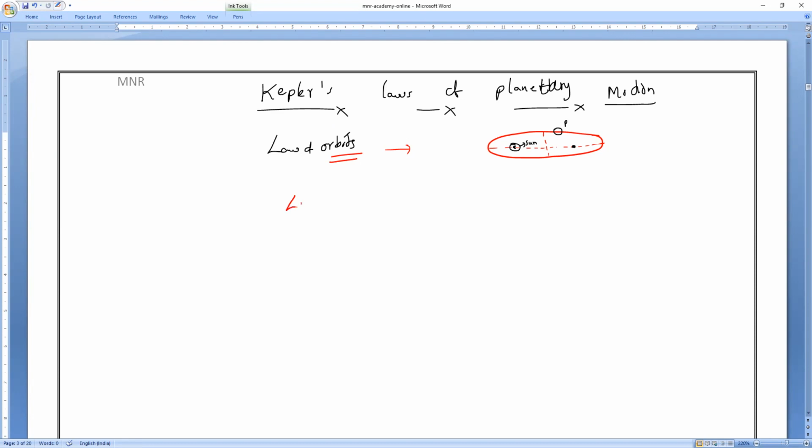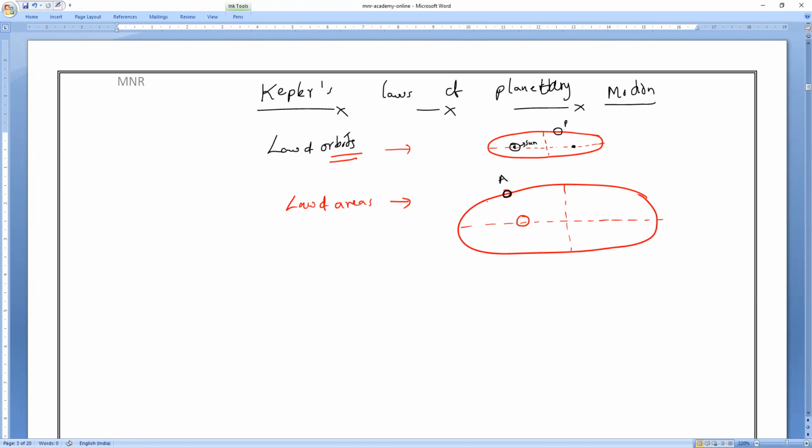Second law, what is that? We used to say law of areas. If you imagine the sun is here at this focus, when will the planets move faster, when they are closer to the sun or far away from the sun? When they are closer to the sun, the speed increases. When they are far away from the sun, the speed decreases.